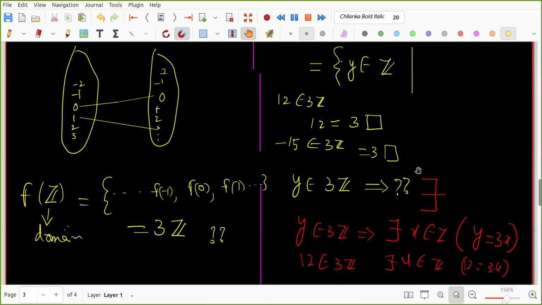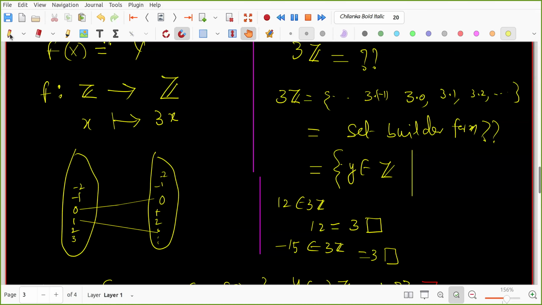Y belongs to capital Z is such that there exists capital X such that Y equals 3x. Very good. Okay. So Jasmine, are you clear now? What are the elements which are mapping under this map?